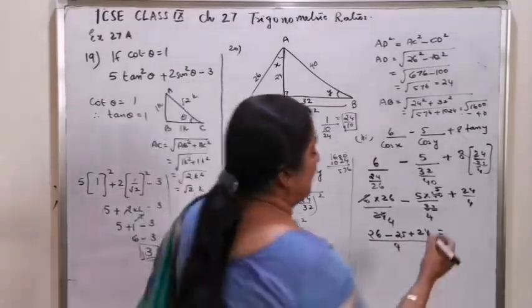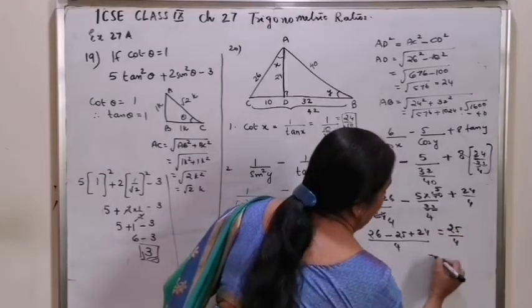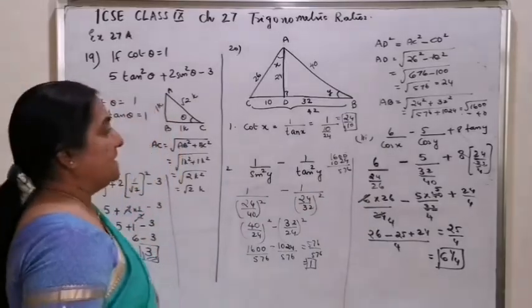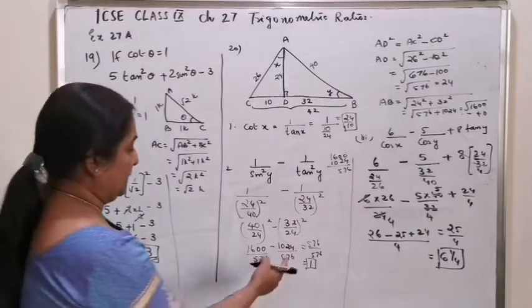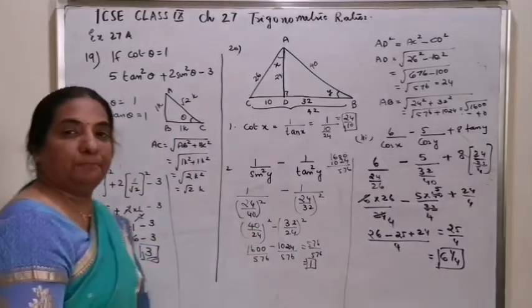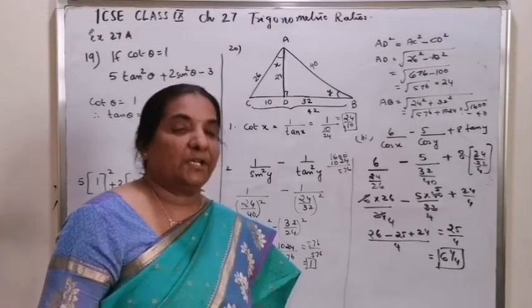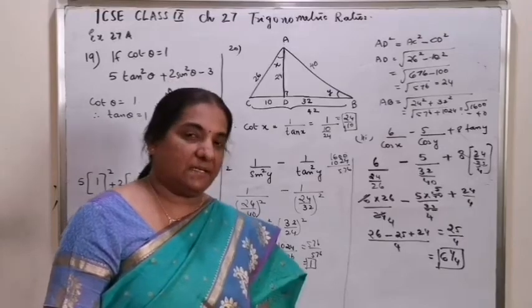1 plus 24 is 25 by 4, or it's the same as 6 and 1 by 4. So the final answer is 6 and 1 by 4. Please check your answers and see if you have made mistakes. Check which step you have made a mistake.